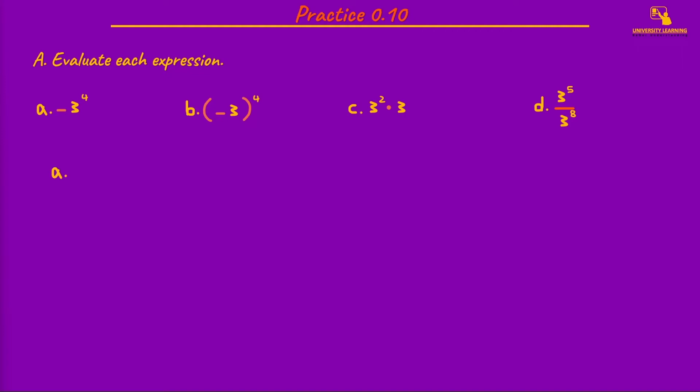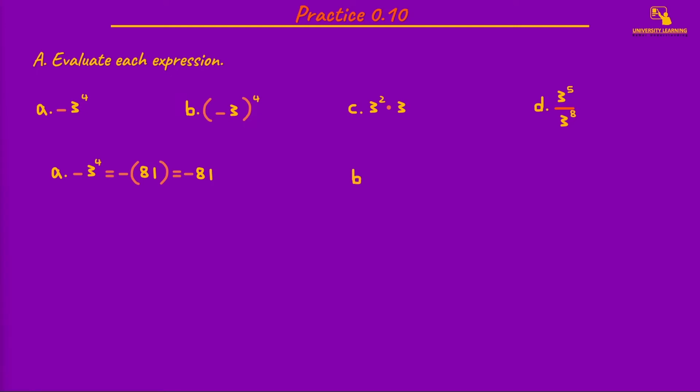We have negative 3 to the 4th, and we can notice that the fourth exponent is only above the number 3. The negative sign is not included. So the answer will be negative, and we are going to open parentheses and multiply 3 four times, which will get 81, and the final answer will be negative 81. Let's move to the second example.